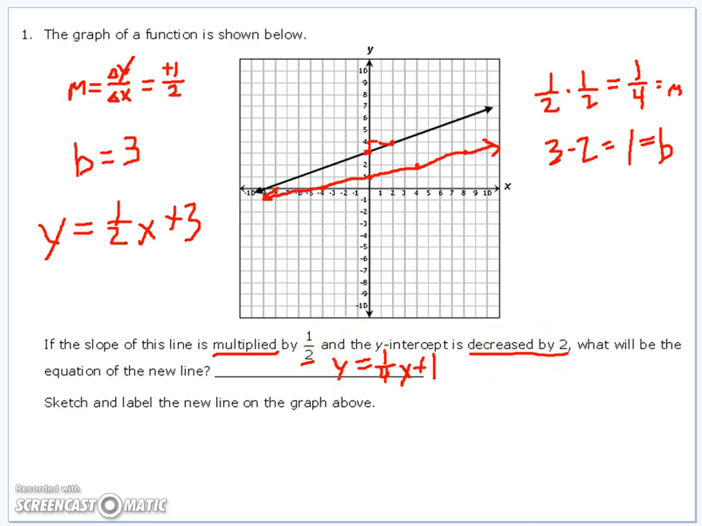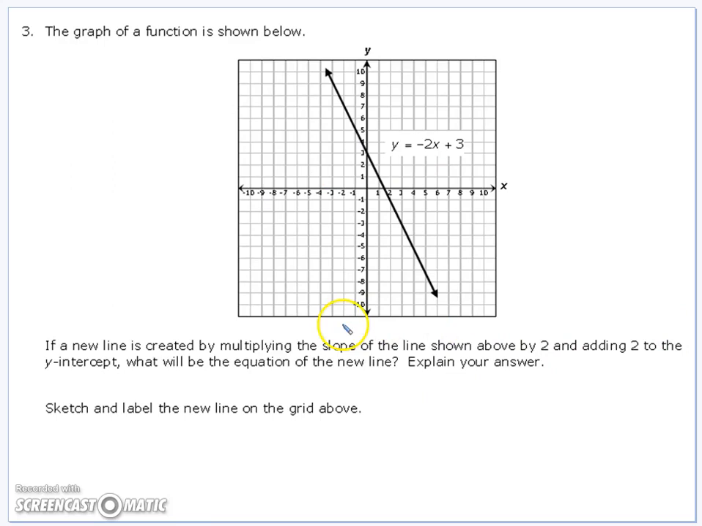Okay? All right, let's look at another example. Here we've got the graph of the function shown below, y equals negative 2x plus 3. The new line is created by multiplying the slope of the line shown above by 2, and we're going to add 2 to the y-intercept. That will be the equation of our new line, and we want to sketch and label it.